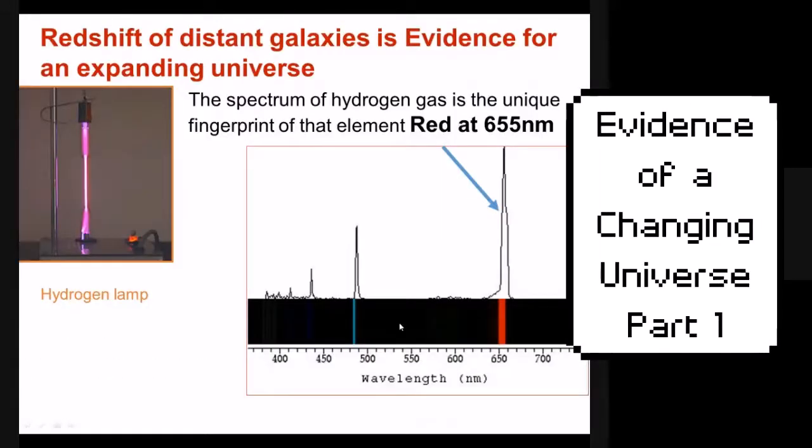So spectra, let's talk about it. We can use redshift to tell that the universe is expanding. Now, here's the thing. If we were to look at hydrogen light, this is a hydrogen lamp right here, if we were to look at it in a laboratory, these are the wavelengths we would see.